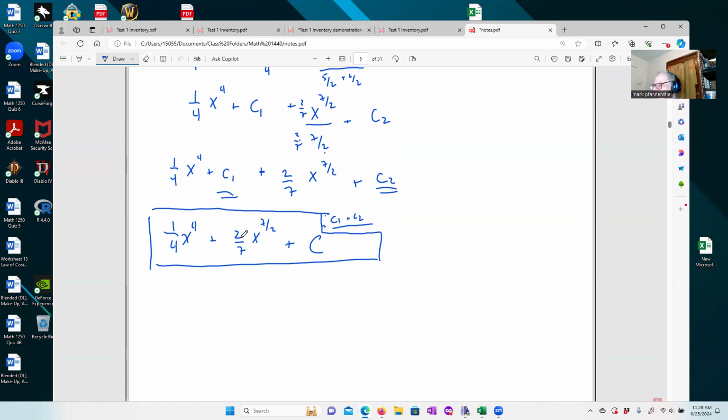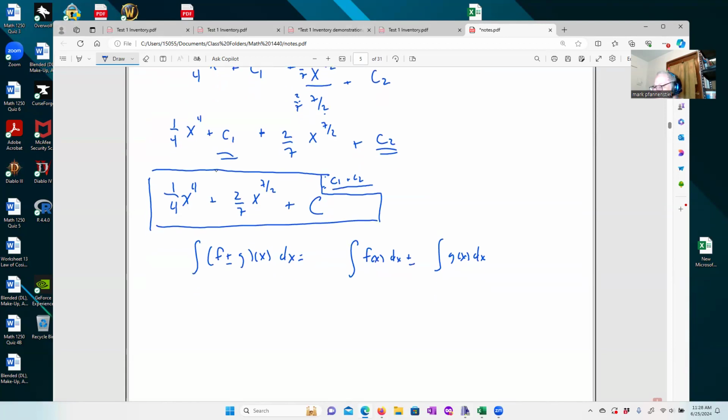So anytime you have an integral of, say, f plus g of x, you can say that that's going to be the integral of f of x plus the integral of g of x, and handle each one of these things individually. So plus or minus here, plus or minus. Okay, now you might want to say, well, what happens if we have f times g of x? Okay, you cannot do this.